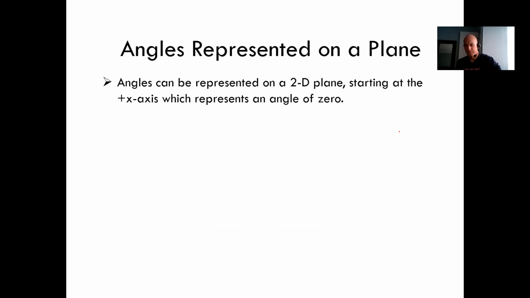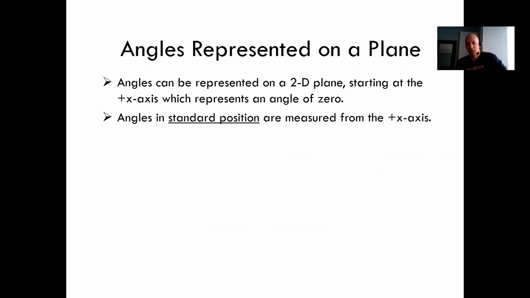All right, so some basic things here. Instead of always thinking about angles as, here's a triangle and here's an angle, we're going to think of angles a little more generally. This isn't just about triangles anymore, although there's going to be a relationship there. We're going to think about angles represented on a 2D plane, the Cartesian coordinates, the XY grid. We're going to start at the positive x-axis, and that's going to represent an angle of 0.